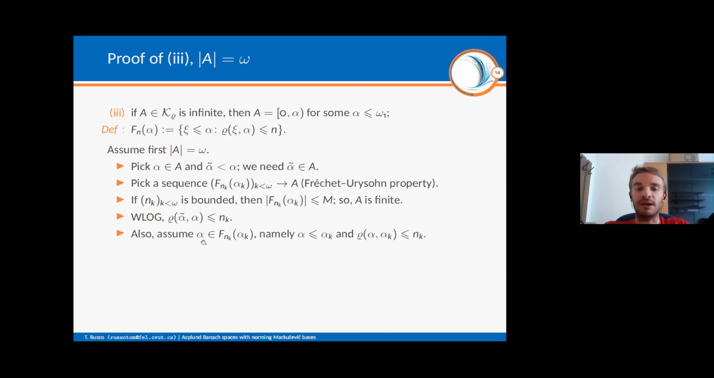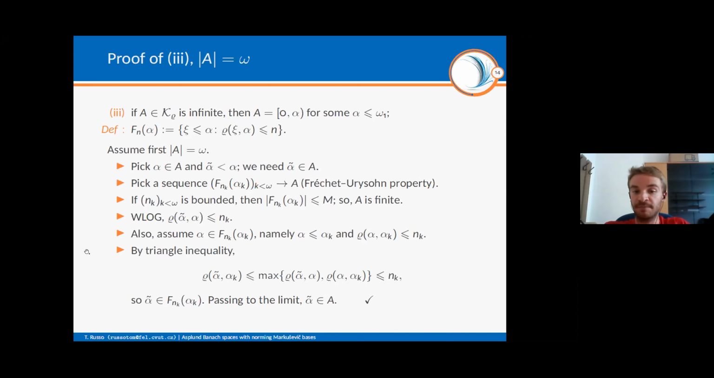What does this mean? Well, alpha belongs to this set means that the distance rho(alpha, alpha_k) is bounded by n_k. And now I have two distances, this one and this one. So rho(alpha tilde, alpha) and rho(alpha, alpha_k) are both bounded by n_k. I use the triangle inequality, and I derive that rho(alpha tilde, alpha_k) is also bounded by n_k.